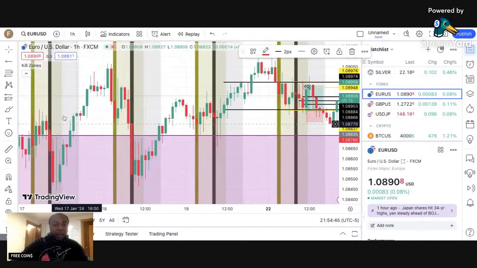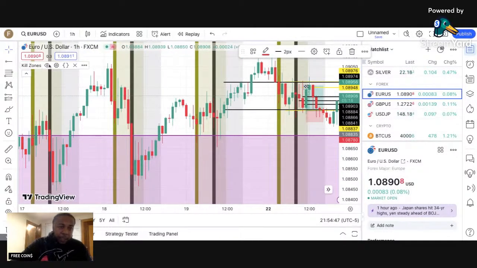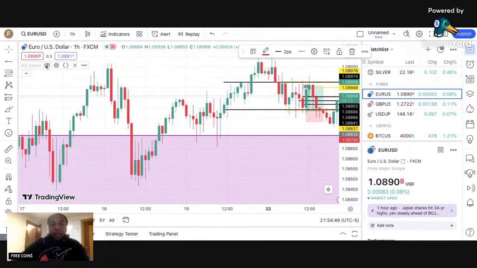Now I can see why I use this indicator, right? So this indicator right here is called a kill zone. Now what a kill zone is, it basically lets you see the opening and the closing of the market. Not only does it let you see the opening and the closing of the market, it lets you see what time the market has to move, depending on what market you actually use.